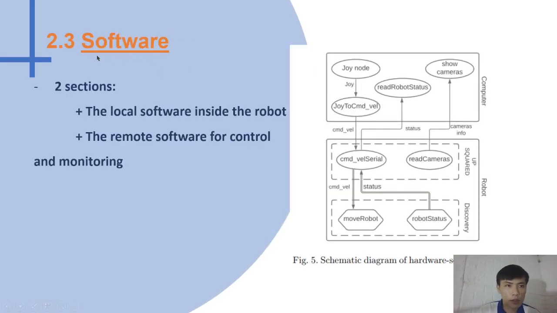Let's go to the software. It is divided into two sections: the local software inside the robot, and the remote software for control and monitoring. Here is the schematic diagram of the hardware and software operation.